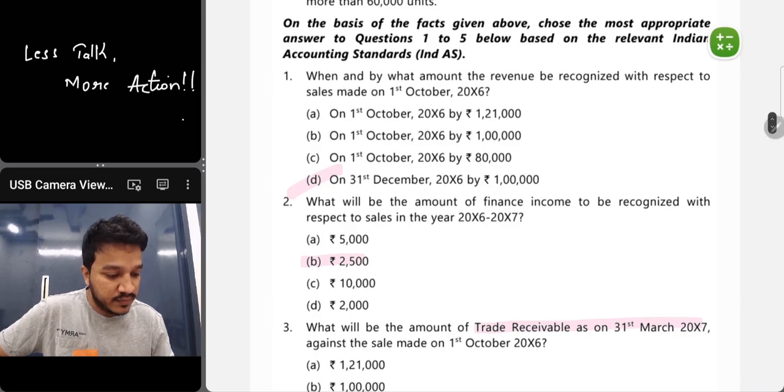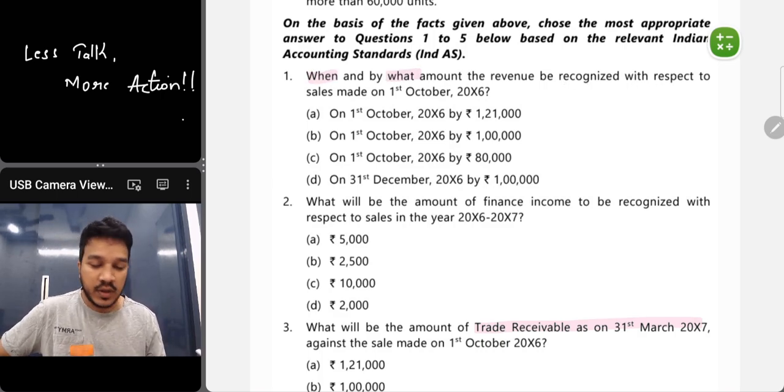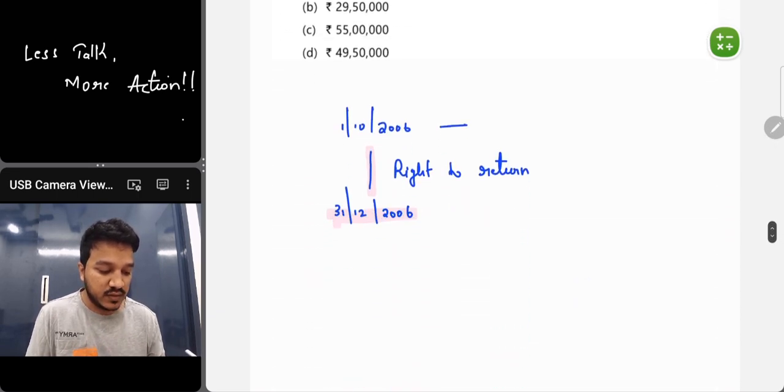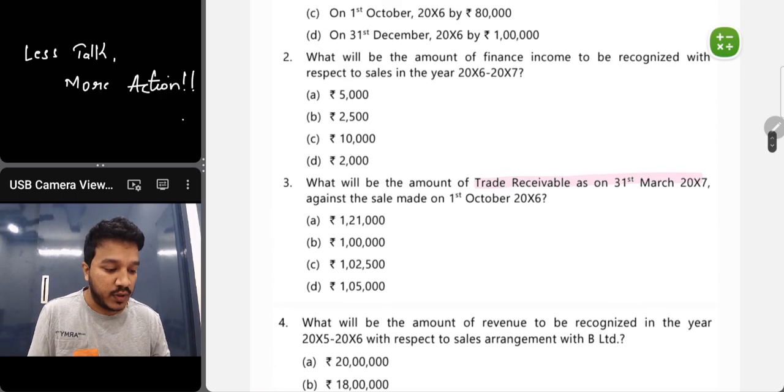First question क्या बोलता है? So if you see the first question, when and by what amount the revenue to be recognized with respect to sales made on 1st October 2006? When and by what amount? When तो अपने को समझ में आ गया. It has to be recognized on 31st December 2006. When का question हो गया. By what amount? ठीक है.